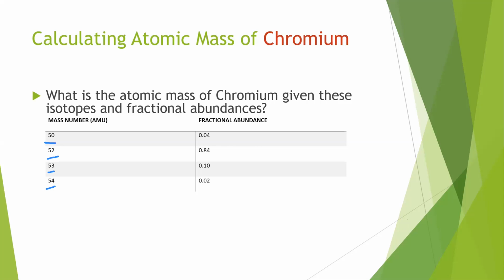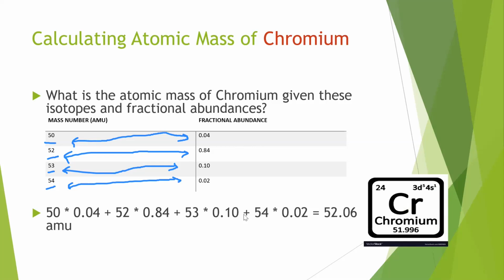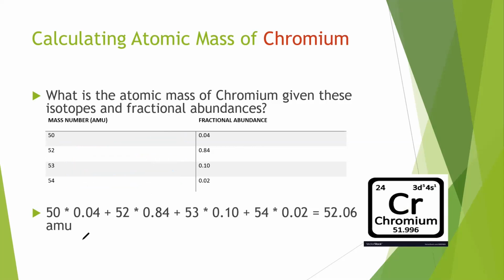So I see people have finished. You guys did a great job. So remember, it's just a weighted average. You multiply these two numbers together, and then these two numbers together, and then these two numbers together, and then these two numbers together, and you just take the sum. So doing that, after doing all the tedious calculations, you get 52.06, which is really close to the periodic table value of 51.99, or 52 basically.